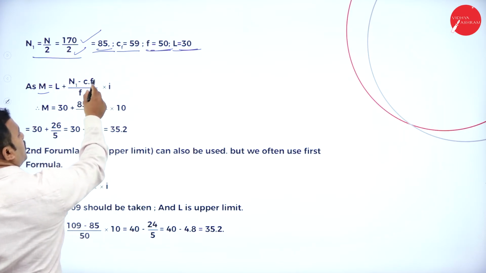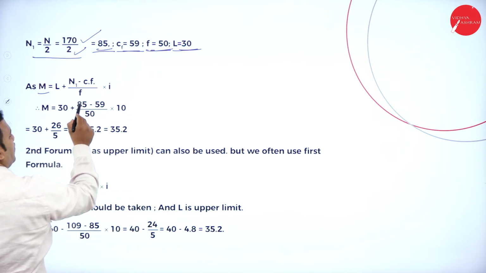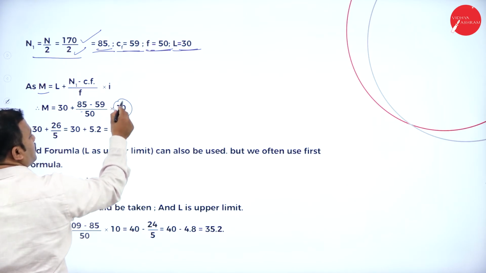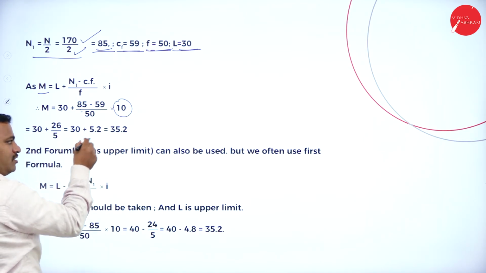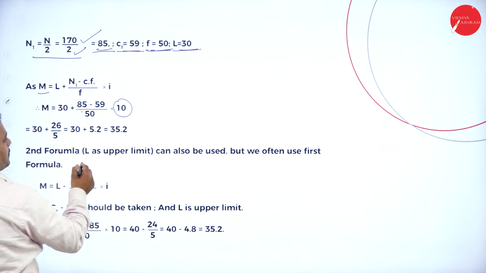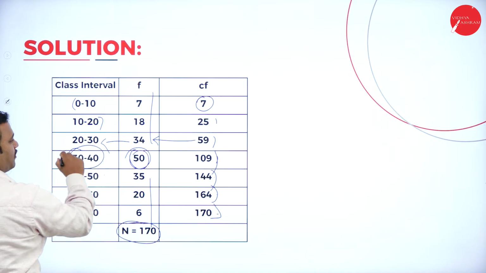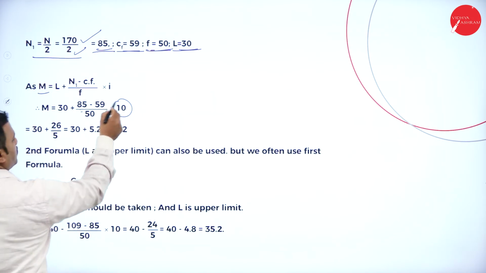85 minus cumulative frequency. What is the cumulative frequency? 59. That means 85 minus 59 by 50 into 100 into 10. That is, I is equal to total series. Between 0 to 10, we have 10 items. 10 to 20, we have 10. 20 to 30, we have 10. We have the items like that. So I is equal to 10 there.